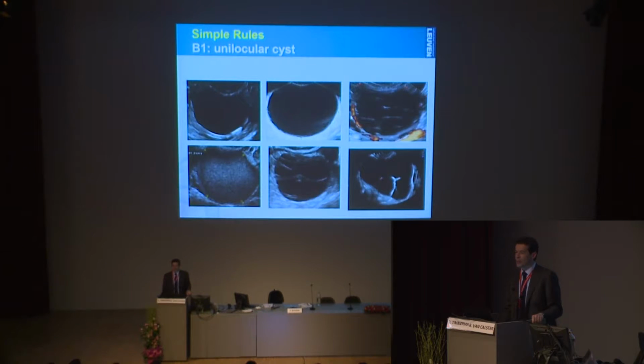So let's look at the benign features. The first is a unilocular cyst. So it's only one locule. And here you say, well, this is multilocular. Well, no, this is not multilocular. If you have a little bit of experience, and if you are in doubt, you call it not unilocular.